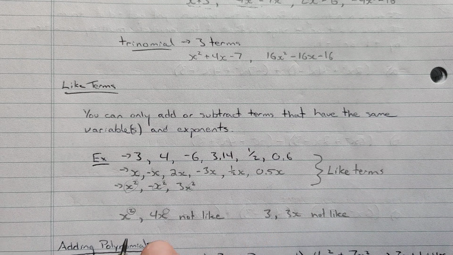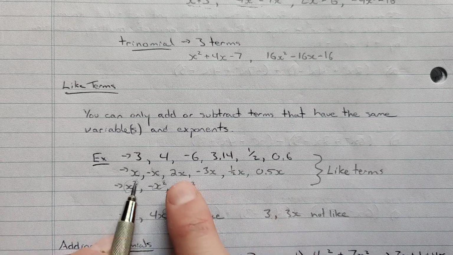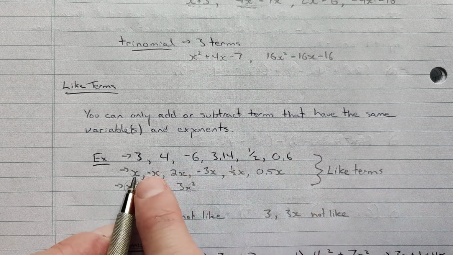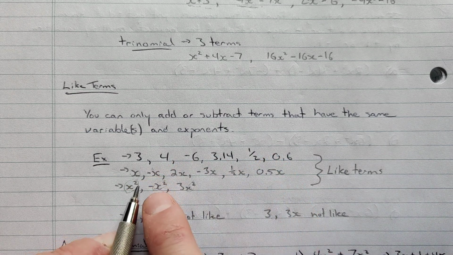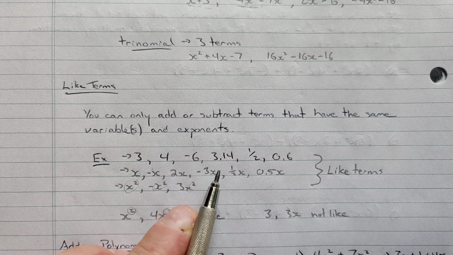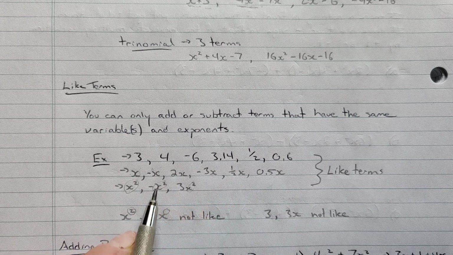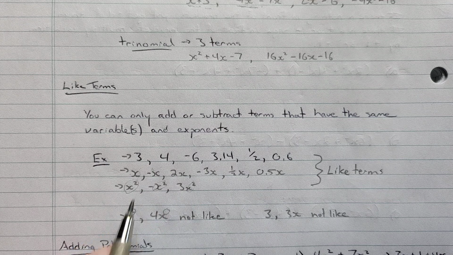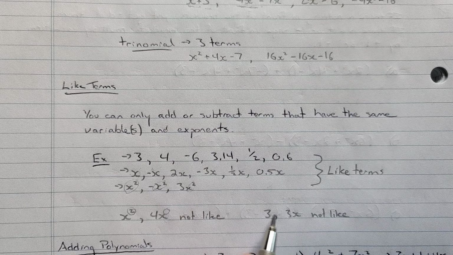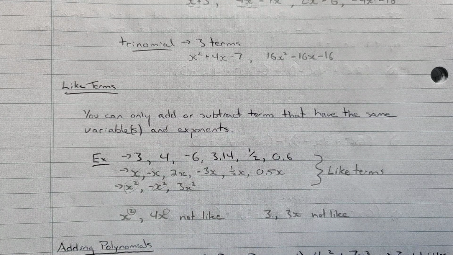They have to have the same numbers, so they either have to have numbers, or if they have letters, the letter and the exponent on the letter has to be the same. These all don't have an exponent written with the letter, so they're all the same. These all have a power of 2 with them, so they're the same. This has a power of 2, this doesn't, so they're not the same. This has an x, this one doesn't, they're not the same, they're not like terms.